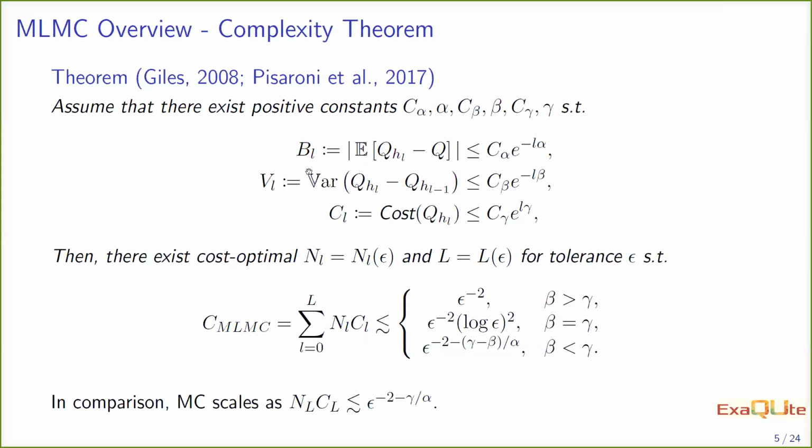But the basic idea goes like this. If the bias error, the variance, and the cost decay and grow exponentially with the levels with these rates alpha, beta, and gamma, then there exists a cost optimal way in which you can pick the number of samples and the maximum level for a given tolerance epsilon, such that the net cost of the MLMC estimator grows like this with the tolerance. So in the best case, you can see that you recover the Monte Carlo tolerance.